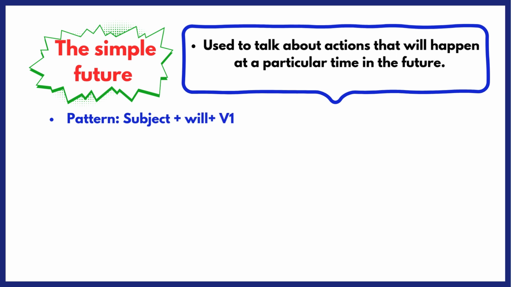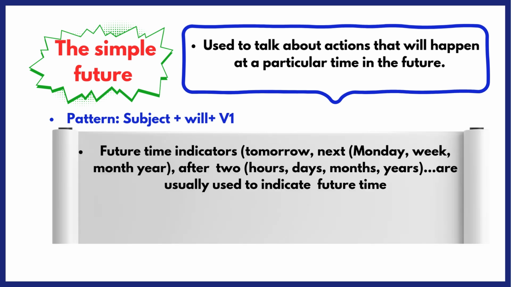The simple future is used to express actions that will take place at a particular time in the future. The form of the simple future is subject plus will plus verb 1. In the simple future tense form, future time indicators such as tomorrow, next Monday, next month, next year, after 2 hours, after 2 days and so on are usually used to indicate future time.